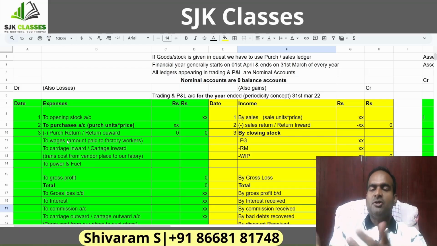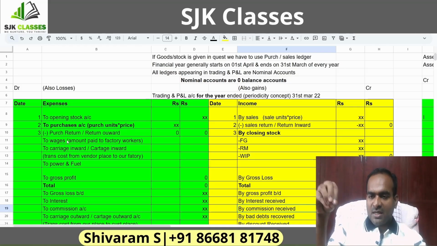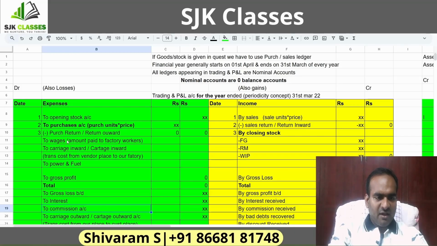Suppose I pay commission to someone. I have appointed a sales agent, and for the sales they make on my behalf, I have to pay them commission. In that case, the commission will be classified as an expenditure. Look at the expenditure side. We have commission here. So commission could be either under the expenditure or an income, depending on the nature of the transaction. We have to classify it accordingly.